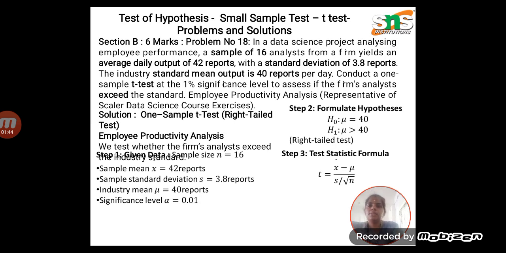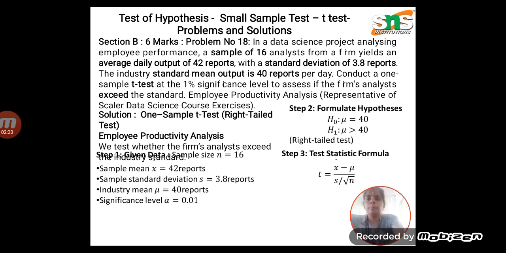My second problem is in a data science project analyzing employee performance, a sample of 16 analysts. Therefore, the n value is equal to 16. Average daily output is 42 reports. Average means the mean value, that is x bar is equal to 42, and their standard deviation is given as 3.8. So the s value is 3.8. Sometimes s or sigma, we can take any one of them. The industry standard mean output, so the population mean is given, that is mu is equal to 40.